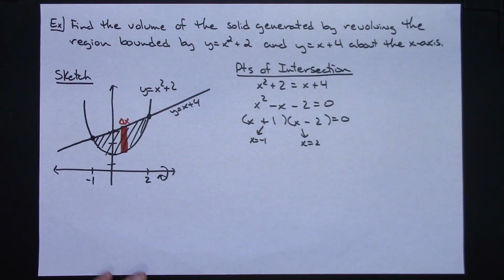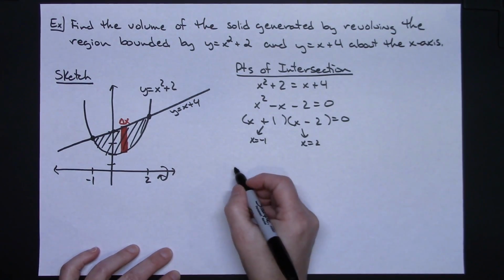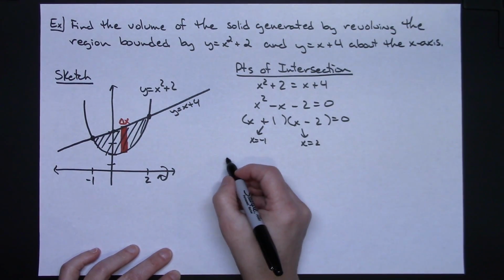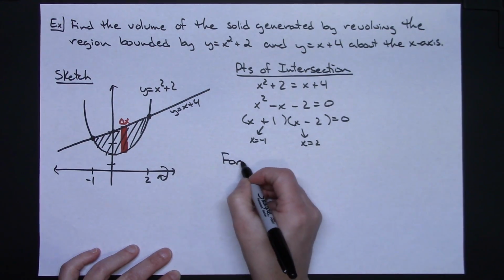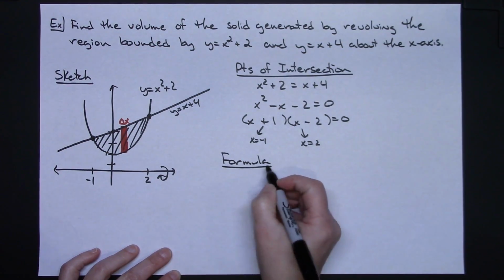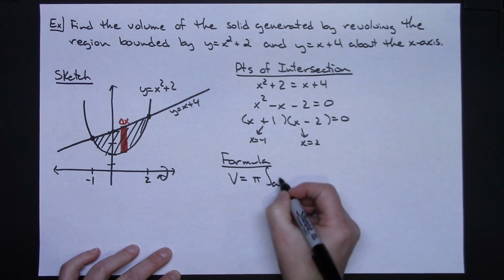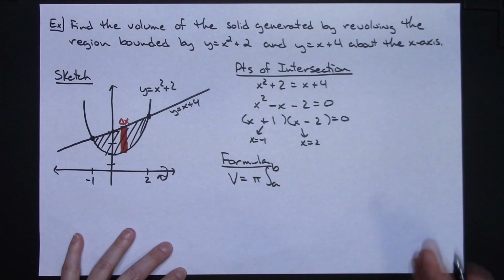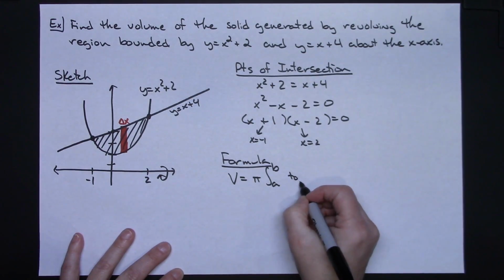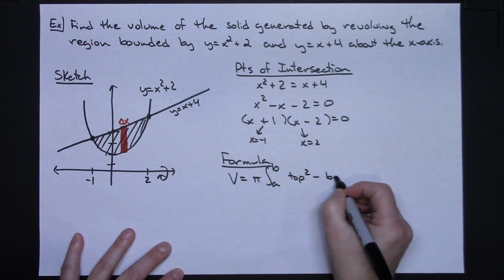So now I can go ahead and set up my washer formula. Let's do it generically without plugging anything in first. The volume would be pi times the integral from a to b. Now I'm going to use top curve and bottom curve here. So top curve squared minus bottom curve squared.